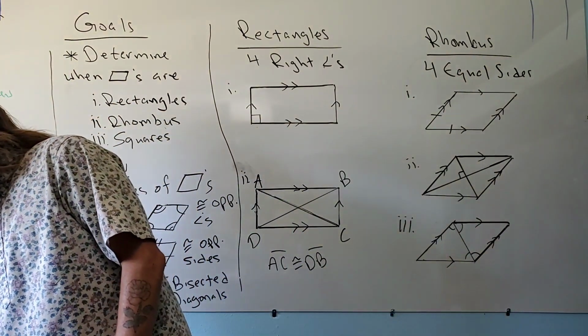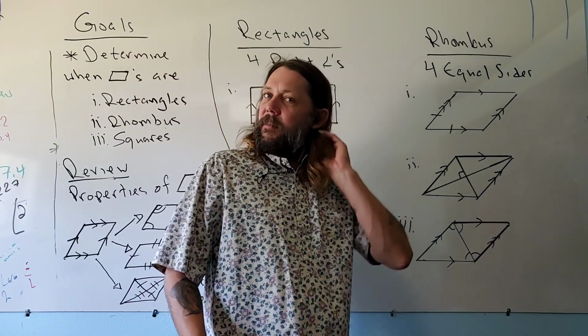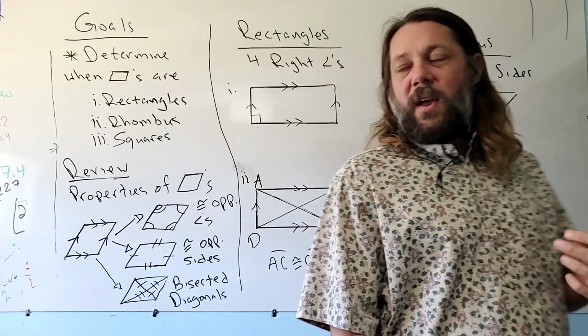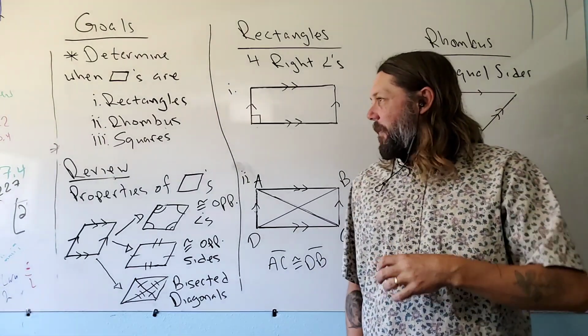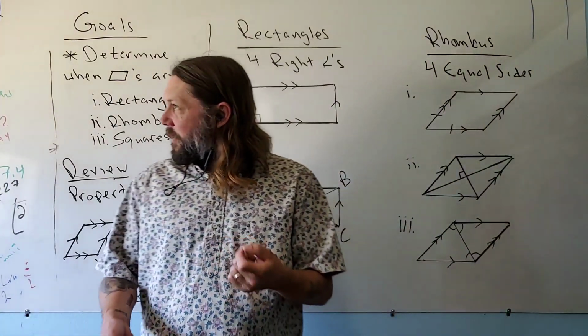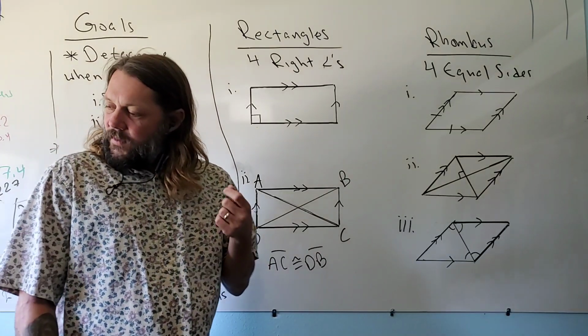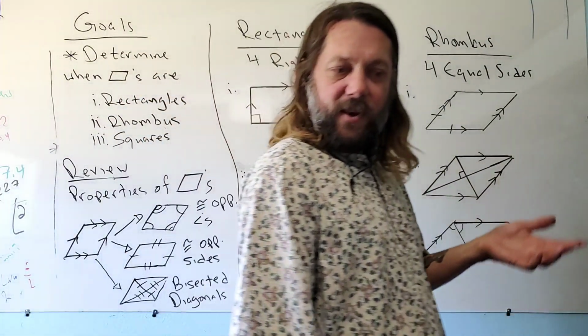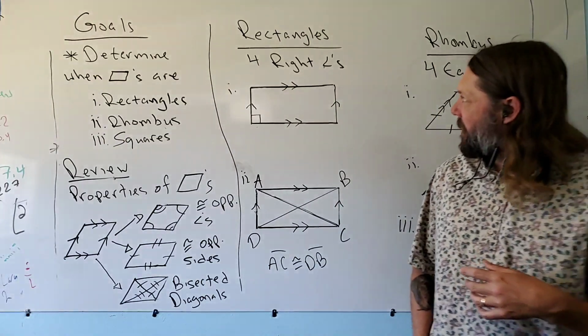Now, what we're going to be doing is looking at a parallelogram that has a unique characteristic to start off with. And hopefully we can use that little characteristic or clue to reason if we have a rectangle or a rhombus. So let's start off with the rectangles.